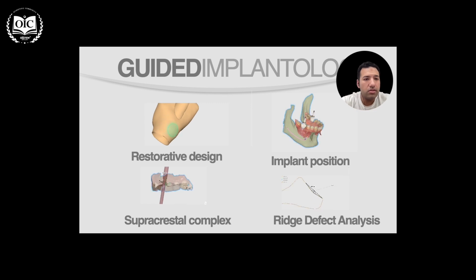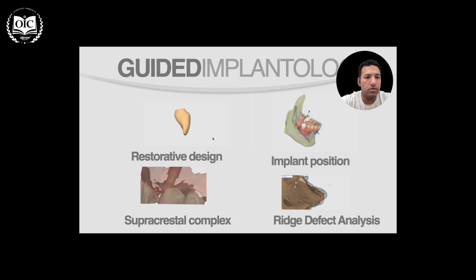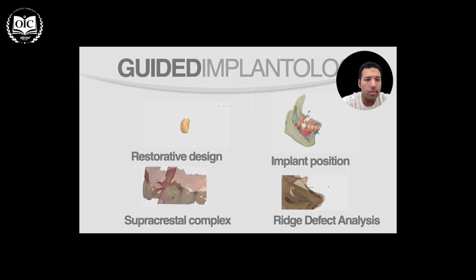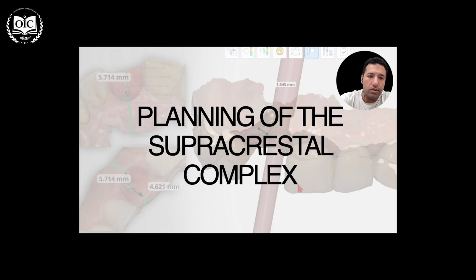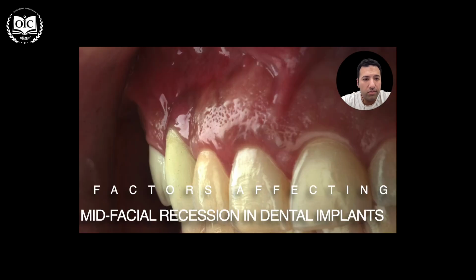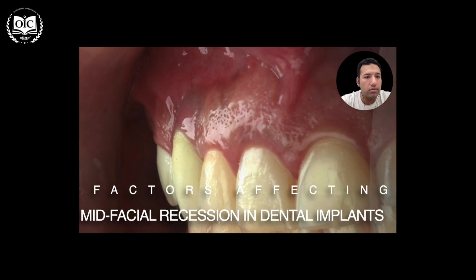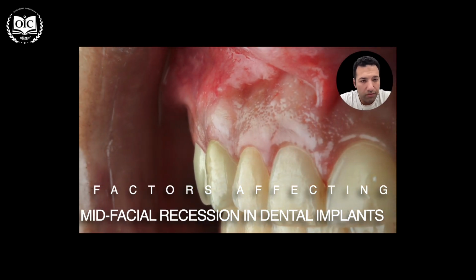So basically, these are the 4 aspects that we should think about during guided implantology: restorative design, implant position, supracrestal complex planning, and this is the one that I'm going to explain thoroughly right now, and the ridge defect analysis. What about the planning of the supracrestal complex? The supracrestal fibers around the implant are very critical to support a good looking crown. See how the crown improves in tissue color, in topography, and in volume after we just pay more attention to the supracrestal part of the fibers.